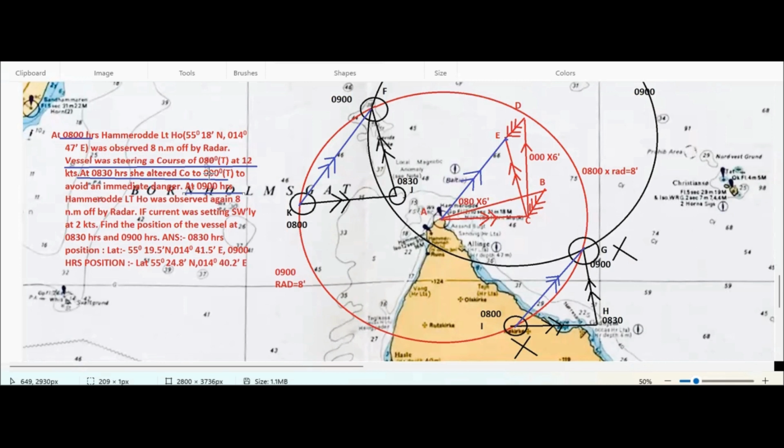Sir, the next course we are drawing, we will not draw from point B, sir, we will draw from C, because the current is there. If there is no current, then we will draw from B. If the current is not given, then we'll be plotting from B.